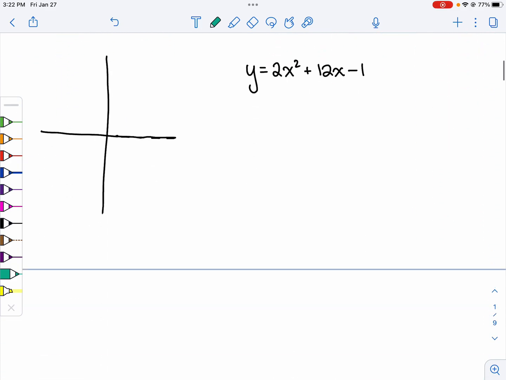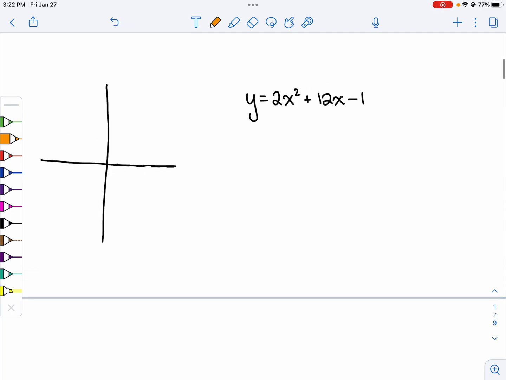Okay, so let's take a quadratic here. And let's find the vertex and graph it. So if we want to find the vertex of this, we have to do something called complete the square. So that's where you factor out a 2 from the first two terms. Like factor out this value from the first two terms. So it becomes 2x squared plus 6x.